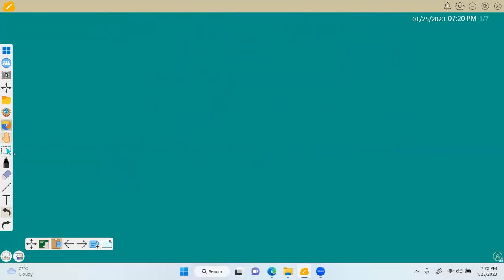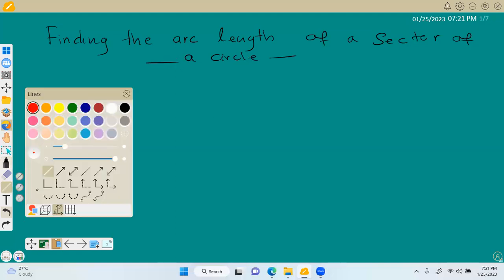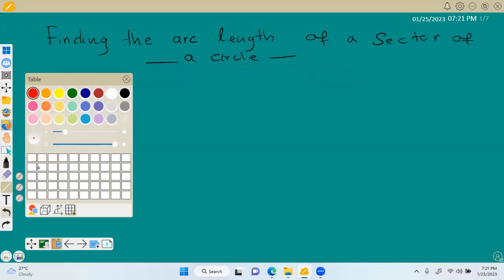Write the next subtopic. Now we can identify that a sector is also a closed plane figure, no? Then let's find how we find the arc length of a sector. Finding the arc length of a sector of a circle. Then here I will take a small table.